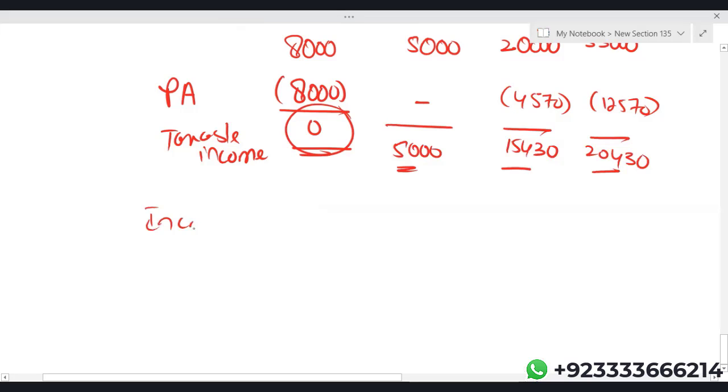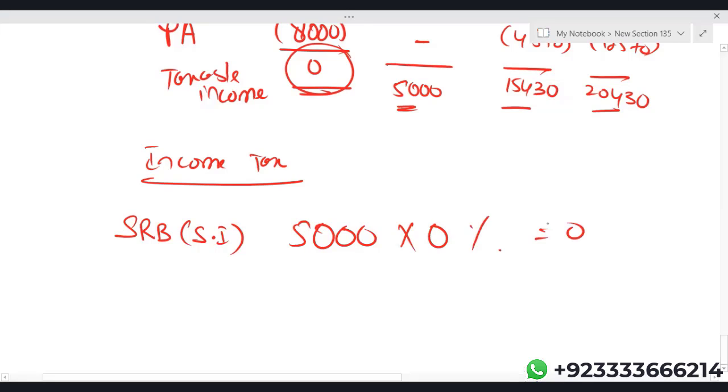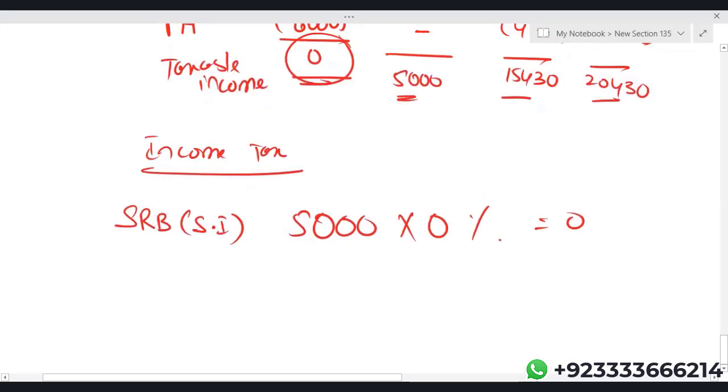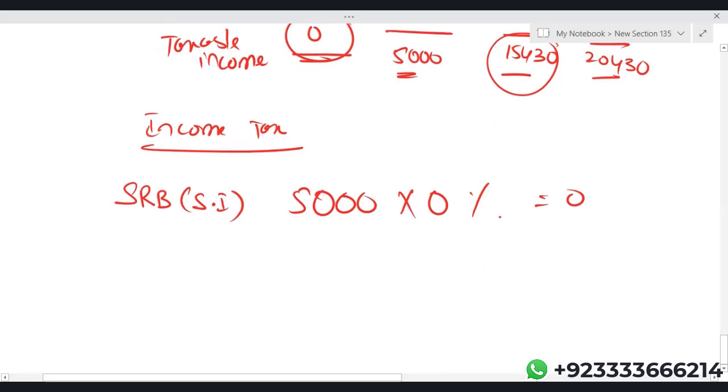Let's calculate now income tax. Obviously, the entire 5,000 falls in the starting rate band, saving income. Applicable tax rate is 0%. Just let's complete this question first. Dividend income, we know that irrespective of an individual's tax paying status, everyone gets a nil rate band of 1,000. Nil rate band.